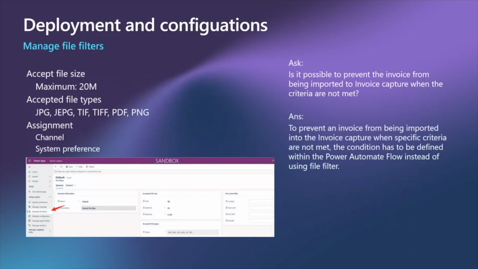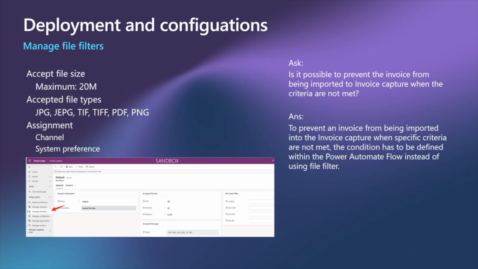The next topic is the file filter. In most cases, customers receive different attachments. Sometimes they are relevant, sometimes they are not. So the file filter helps you filter out these non-invoice-relevant documents based on the size, file type, or the name. And this file filter can be applied on each channel.